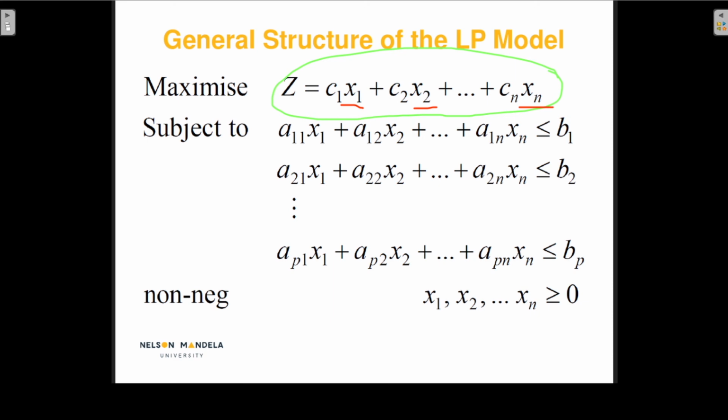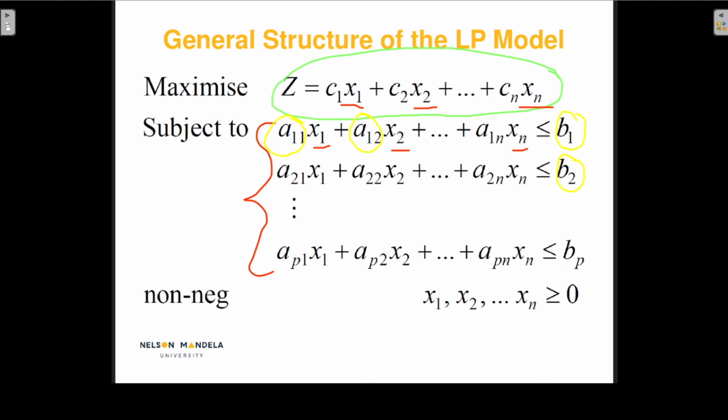Then you have a set of constraints. You can see that your constraints are again expressed in terms of your decision variables, x1 up to xn, and the a coefficients, as well as the b constants, are also known from your problem statement. And then always this non-negativity constraint, that all your decision variables must be greater than or equal to 0.